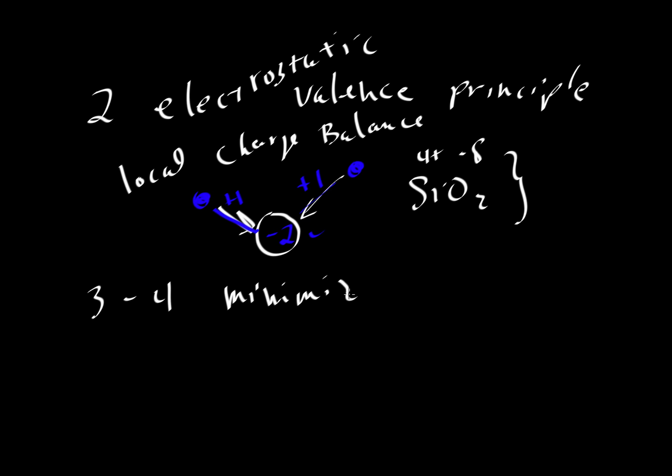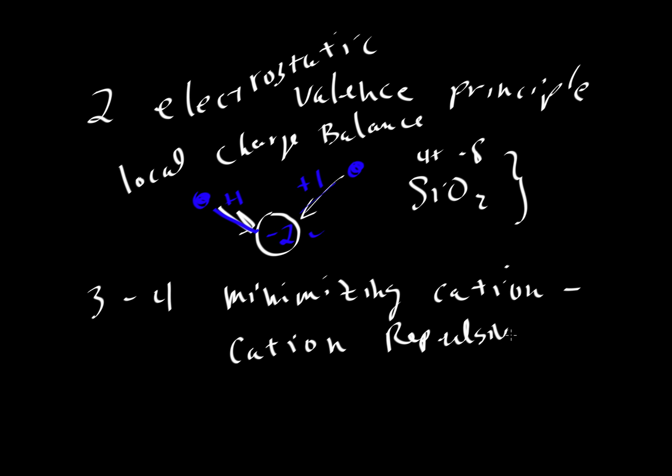minimizing cation repulsive forces. So you can see that rules number 1 and 2 are focused on the anion. Now with rules 3 and 4, we're looking at the cations.